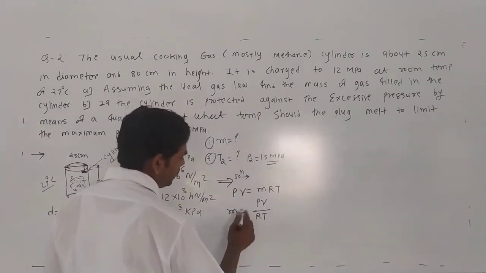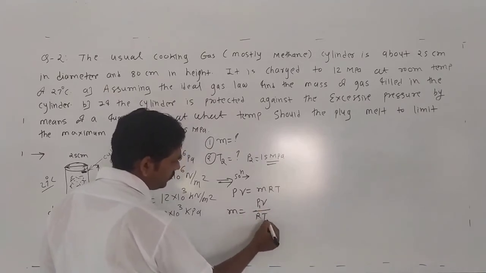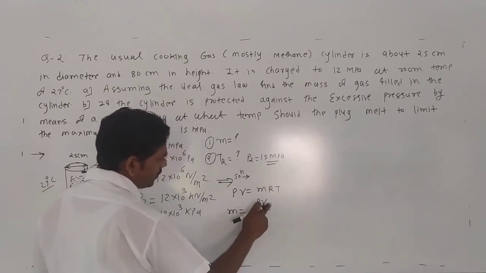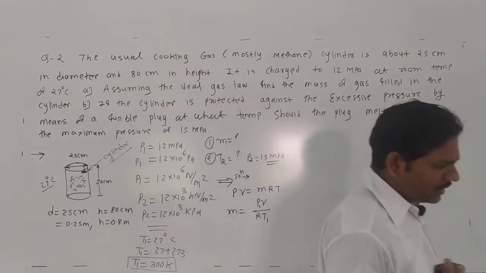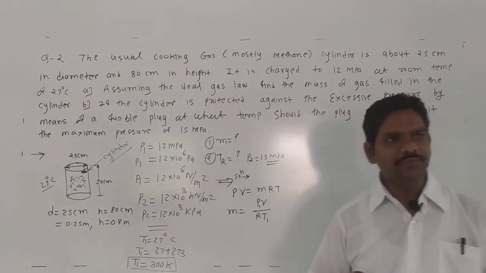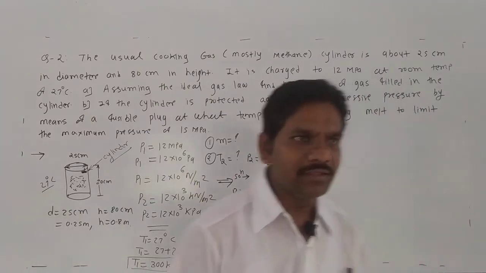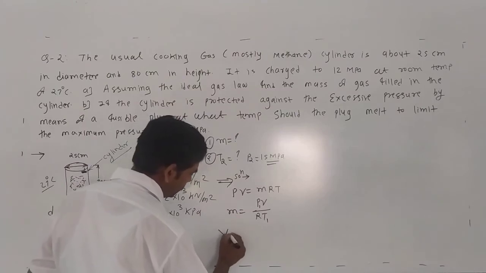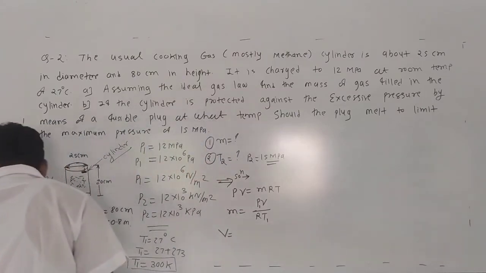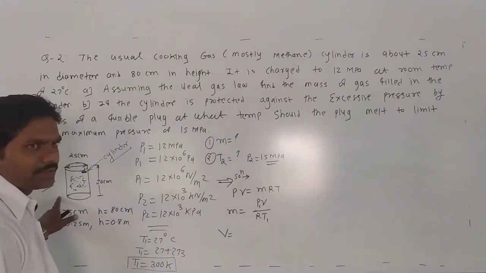So initially, we know the value of P1, we know the value of T1, but the volume of the cylinder is not known. The gas constant is also not given. So we determine the volume and this R value. So how to determine the volume? First of all, we determine the volume V. What formula is required to determine the volume of the cylinder?